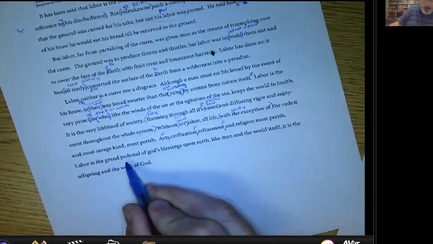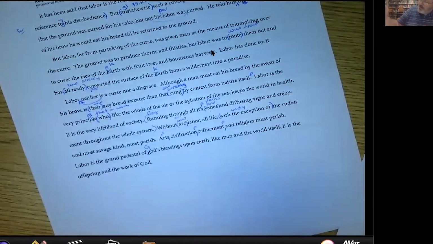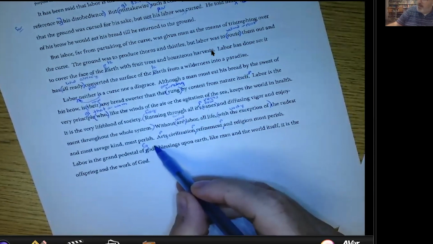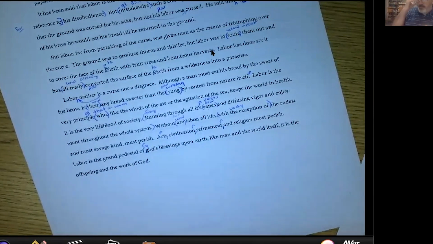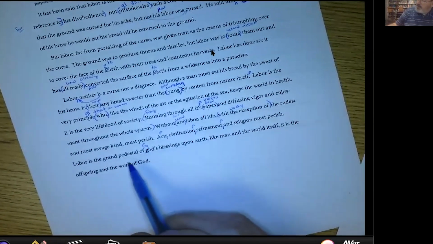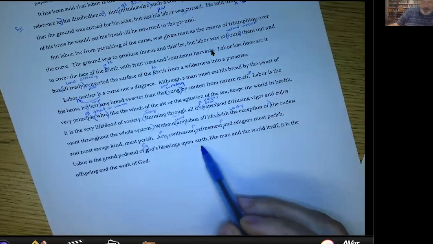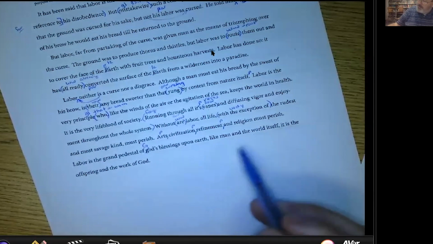Labor is the grand pedestal of, it's possessive. Whose blessing but our Almighty God's blessing? That's a capital G, not multiple gods, G-O-D-S. That would be plural. This G without the apostrophe, it's plural. But the apostrophe means it's one God with a possessive. So God owns the grand pedestal of blessings upon earth. Like man and the world itself, it is the offspring and the works of God.